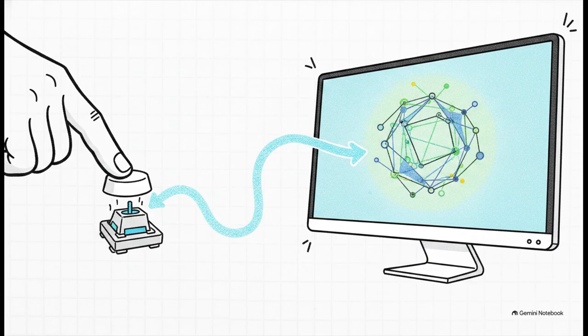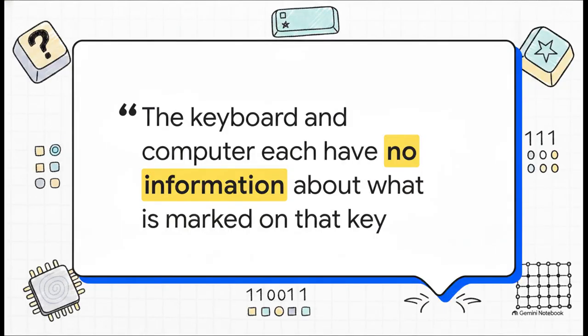Because the operating system is doing the translation, the character that appears on your screen is dictated entirely by software. It is completely, 100% independent of the physical plastic keycap you just pressed. To really hammer this home, there's a fantastic quote from the fundamentals of keyboard layouts. The keyboard and the computer each have no information about what is marked on that key, and it could equally well be the letter A or the digit 9.